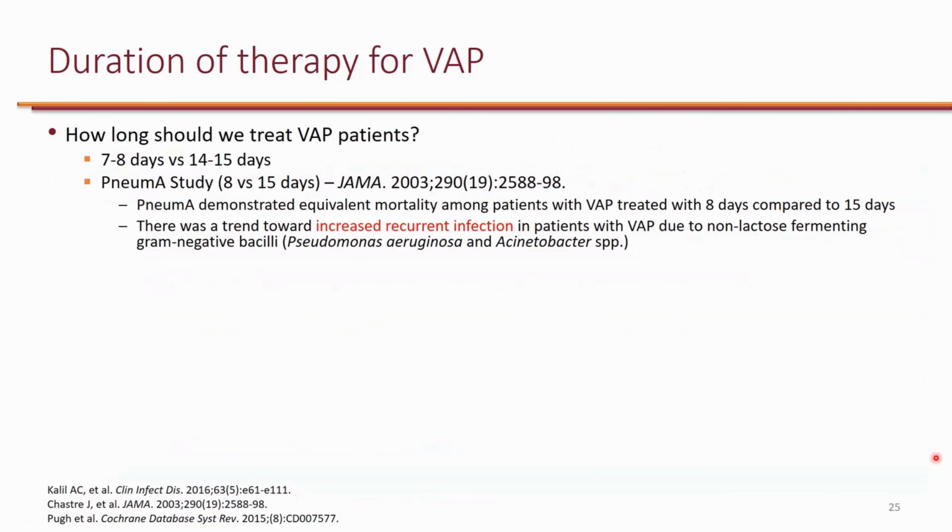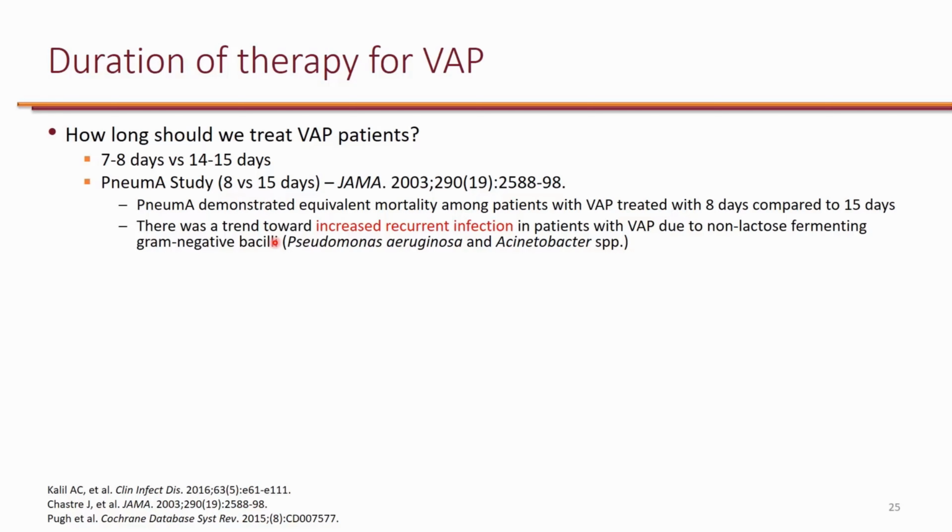Now, prior to the 2016 IDSA guideline for HAP and VAP, it was usually the question of whether we should treat for 1 or 2 weeks when it comes to VAP and HAP patients. And it was primarily due to the NUME study, which was published in JAMA in 2003, which looked at 8 days of treatment versus 15 days of treatment. And what they found was that there was actually no difference in mortality between the two groups, whether the patient received 8 days of treatment or 15 days of treatment.